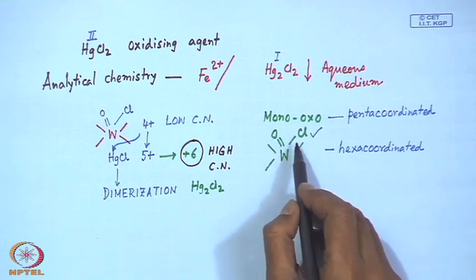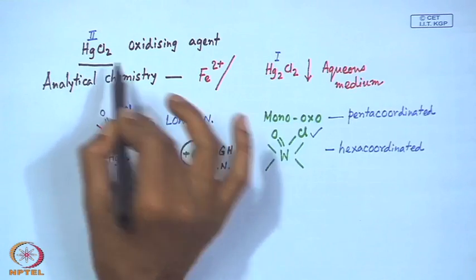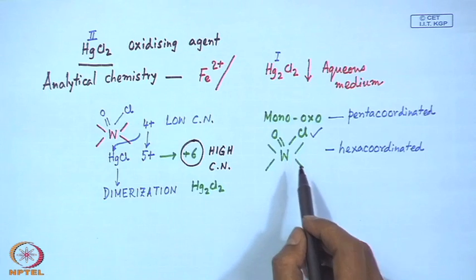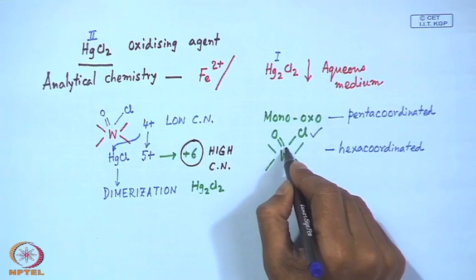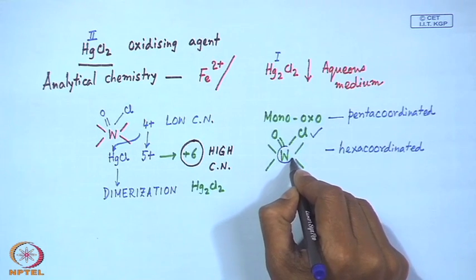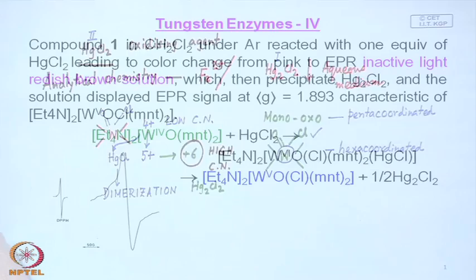So, this particular chloride transfer from mercury chloride is a very simple and very unique reaction, where we change the oxidation state as well as expand the coordination number around this tungsten ion. So, this is a very useful and effective piece of information for catalysis.